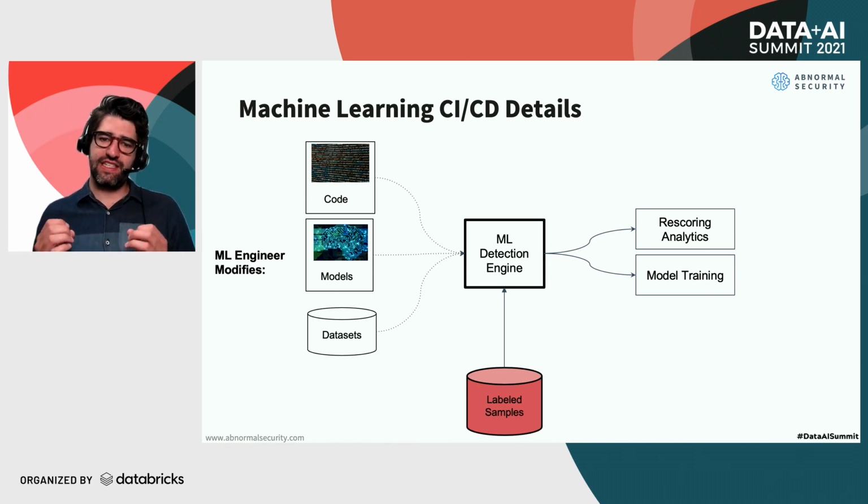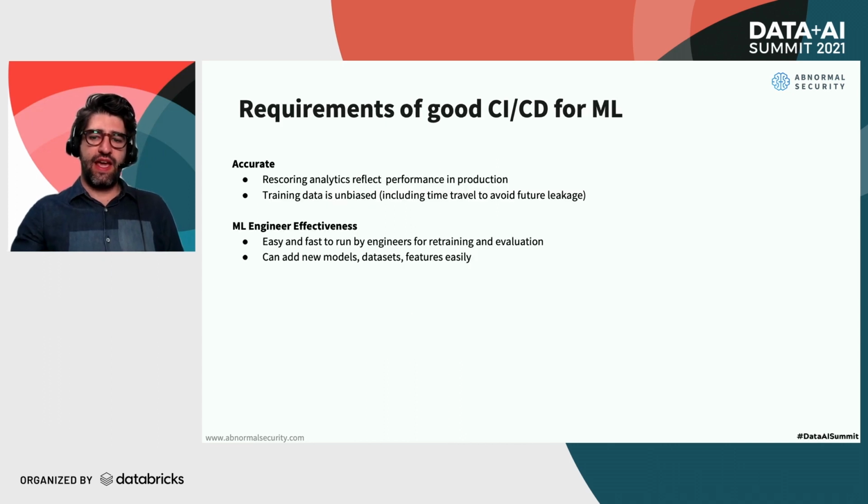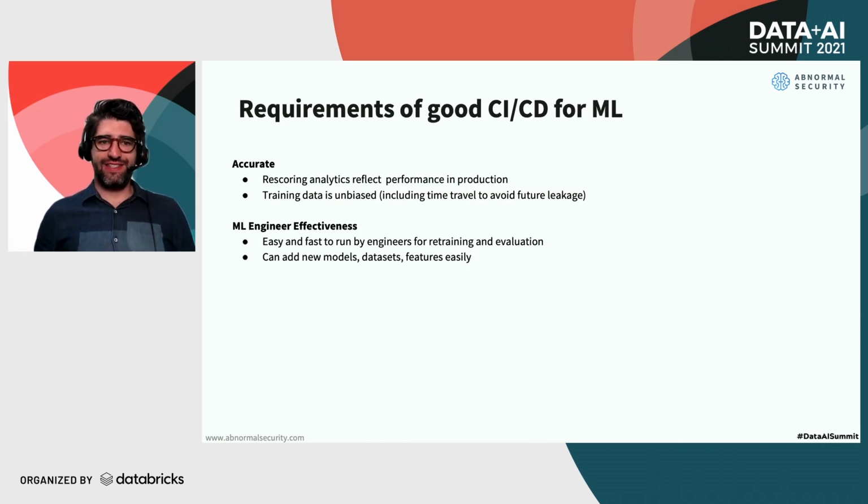The CI/CD system is going to run the ML detection engine over all past labeled examples, produce rescoring analytics that'll tell us what's the precision, recall, and other metrics that we want to know, and also produce the feature sets needed for other model training with all the new features generated. So these are the two core things that the CI/CD system does. And this is not easy to do, and we want to make sure it is effective.